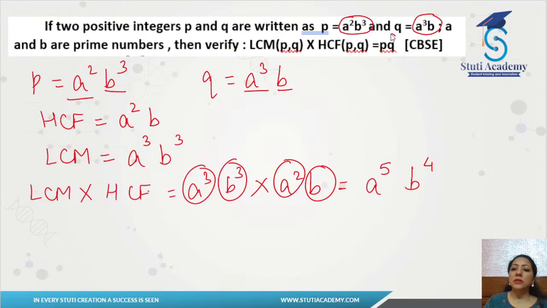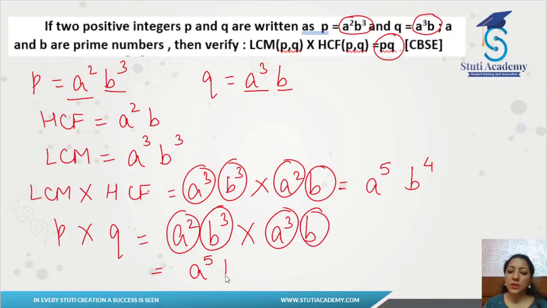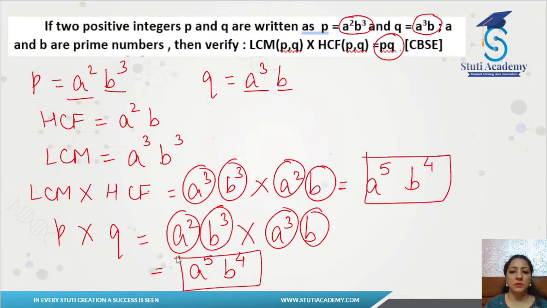Now let us take the product of these two numbers. So we have p into q, that is a square b cube times a cube b. So a square into a cube will give us a raised to the power 5. b cube into b will give us b raised to the power 4. So now we know that the product of LCM and HCF of two numbers is same as product of the numbers. Finally, we have verified this. I hope students, you have understood this question.